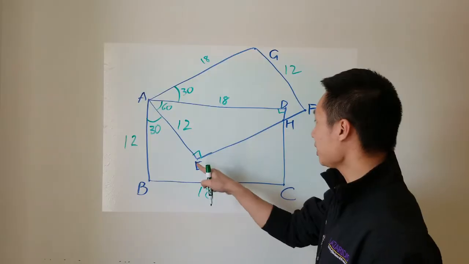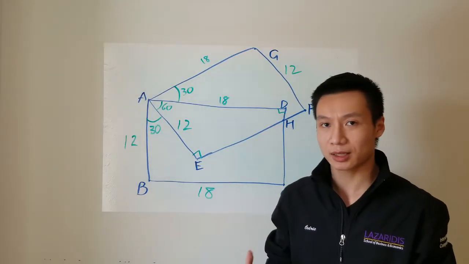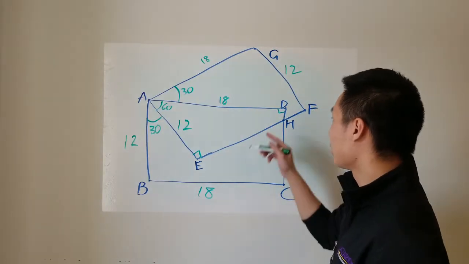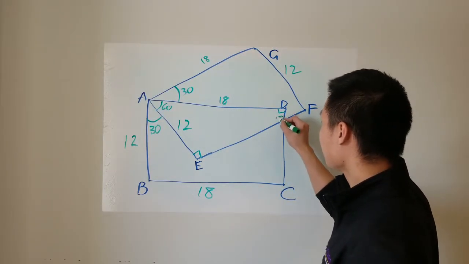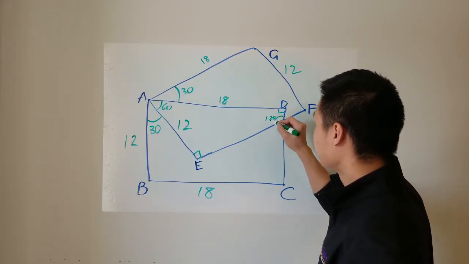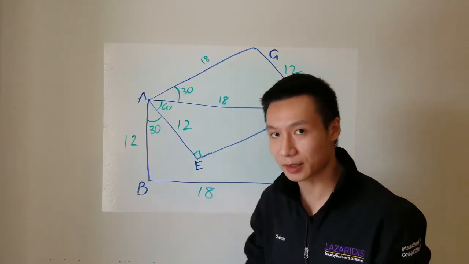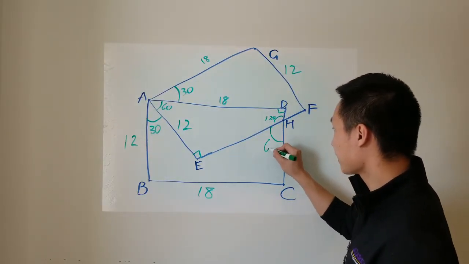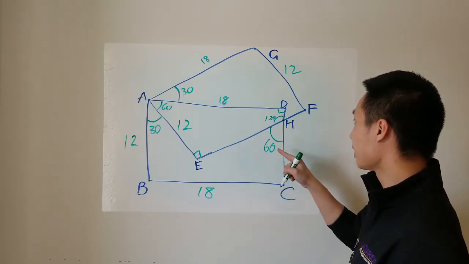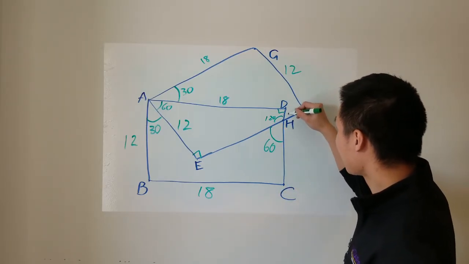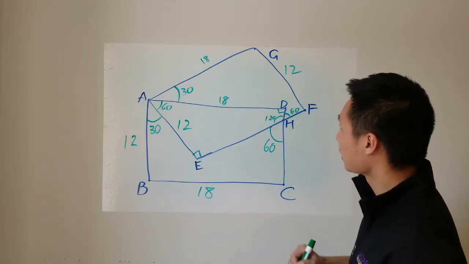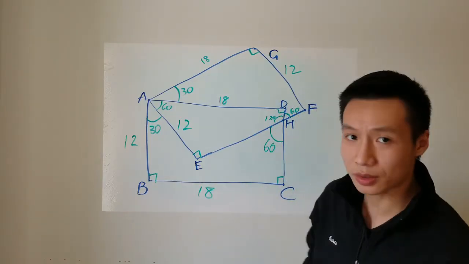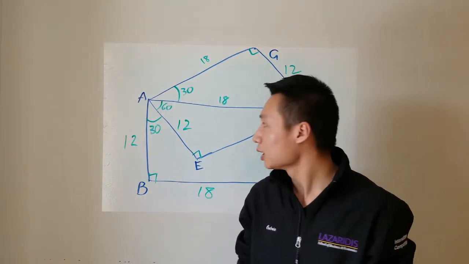So AEHD is a quadrilateral. We know that the sum of all interior angles in a quadrilateral is 360 degrees, so this angle DHE must be 120 to make this 360. Since DHC is a straight line, this angle right here must be 60 degrees. And the opposite angle of that, which is DHF, must also be 60 degrees. And we know that all these angles are right. So we have all the information we know.